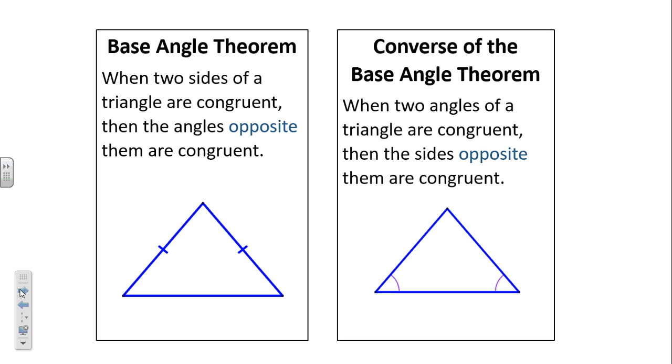What does opposite mean? On the other side, like alternate. On the opposite side, not touching, non-adjacent. So I want you to label, yep, those are going to be your base angles, exactly. So the base angles will be congruent. So I want you to note which angles are opposite those sides. And then I want you to make a tick mark showing that those two base angles are congruent.